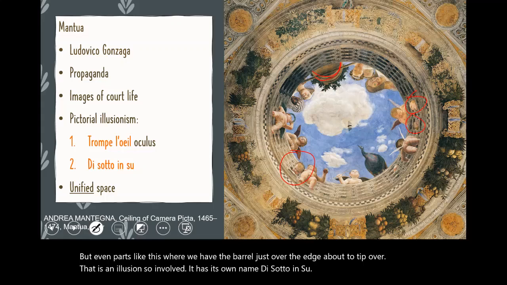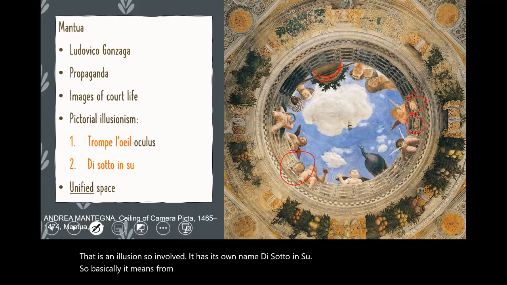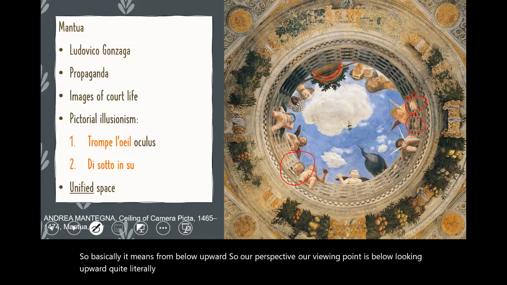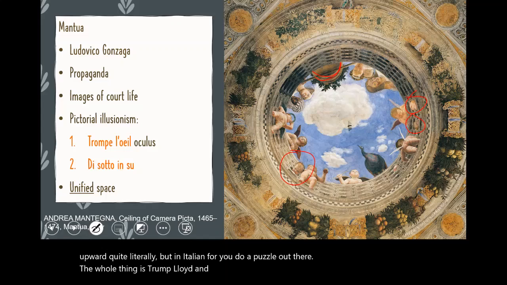So basically it means from below upward. So our perspective, our viewing point is below, looking upward, quite literally, but in Italian for you to puzzle out there. The whole thing is trompe l'oeil. I'm switching languages on you. That's French for fools the eye.